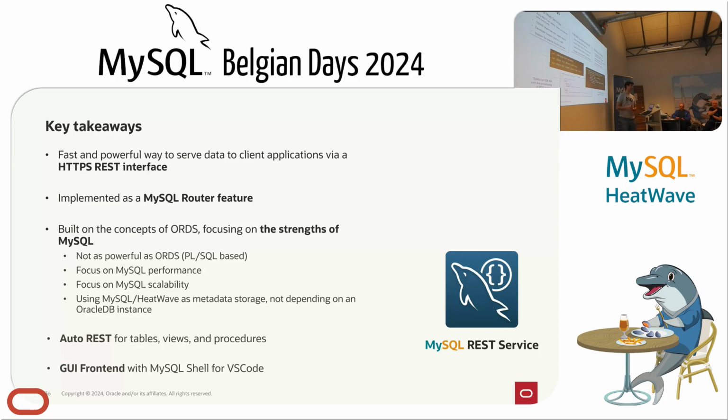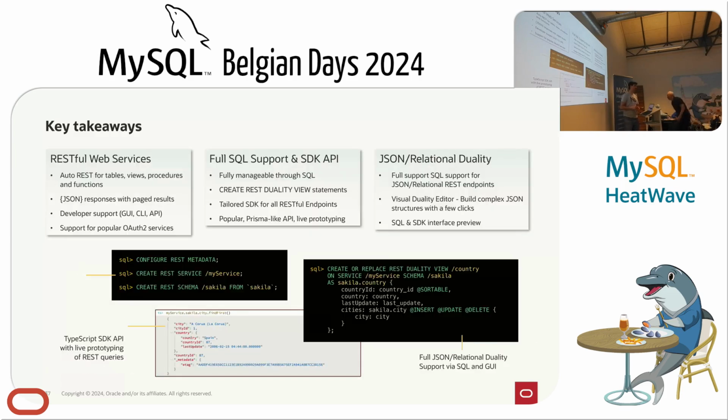What is the auto REST supposed to do? It's here. You start here. There's an example here. See, here, CREATE REST SCHEMA sakila, and so the router understands these queries and will do that transformation and get the REST service available for that table in this case.